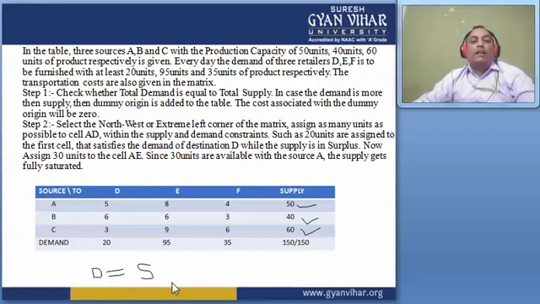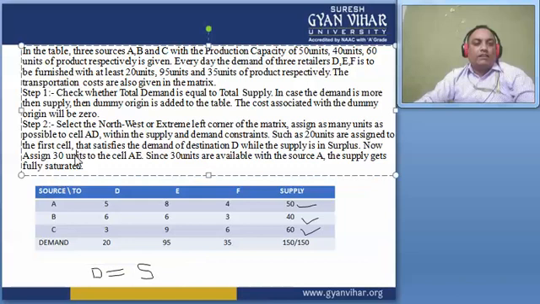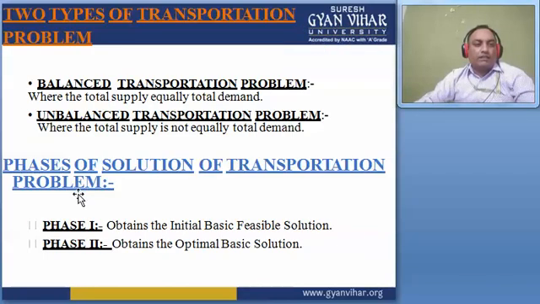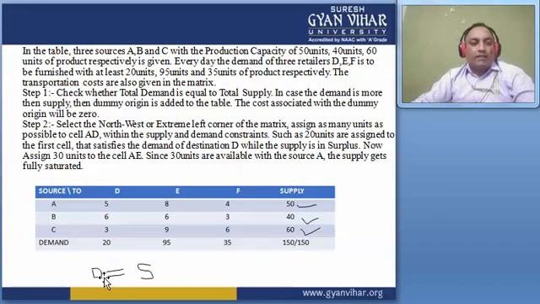So this is a balanced transportation problem. In the previous slide you saw what balanced and unbalanced mean. In a balanced transportation problem, the total supply is equal to total demand, and in an unbalanced transportation problem, the total supply is not equal to the demand. So here demand is equal to supply, so this is a problem related to the balanced transportation problem.